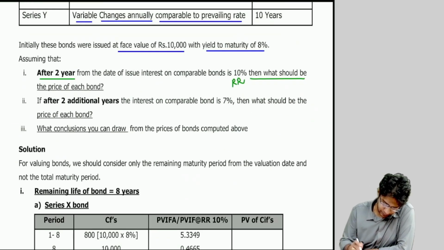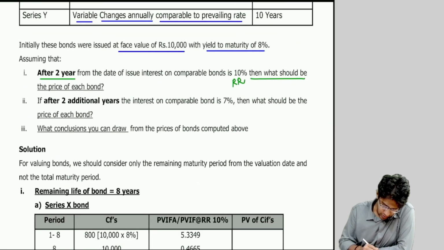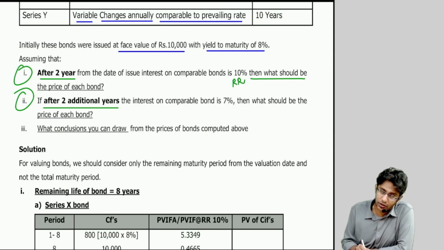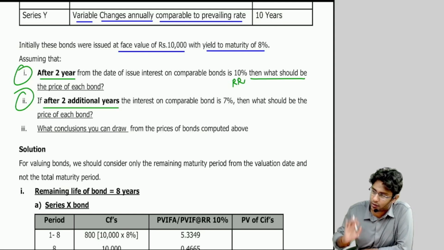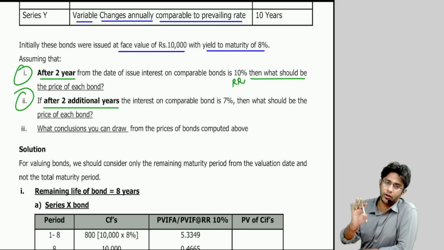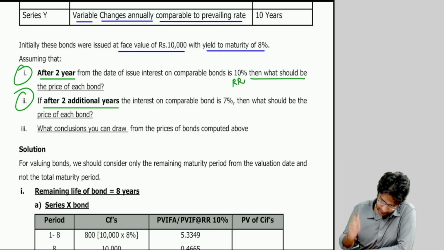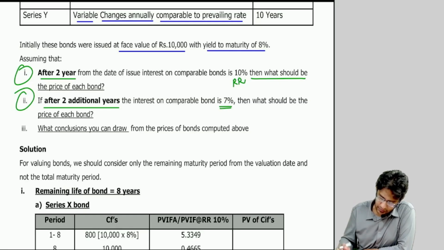Second part. After 2 additional years, already 2 years are over, now another 2 years are also over. So in total how many years are over? 4. The remaining is 6 years. The interest on comparable bonds is 7%. Today the required return is 7%. What should be the price of each bond?